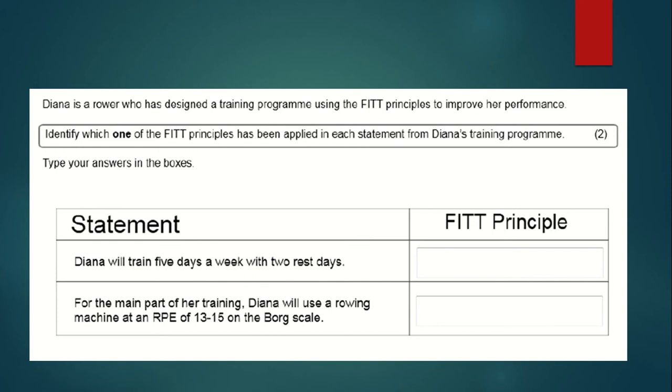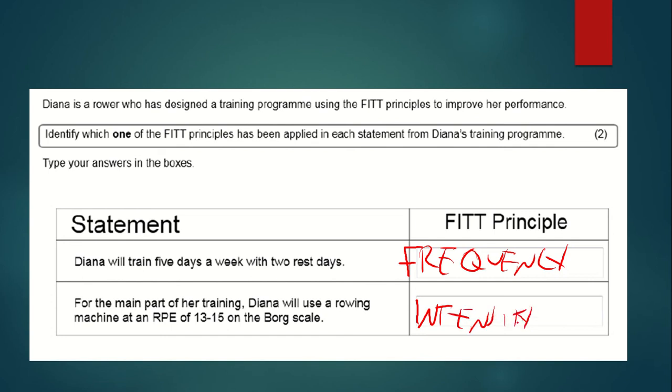Diana trains 5 days a week, so we're talking about how often she's training. As she's talking about how often she's training, we are talking about frequency. For the main part of the training, Diana is using a row machine at an RPE of 13 on the Borg scale. We are then talking about the intensity that she is working at.